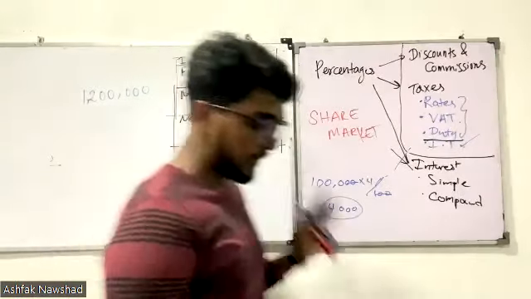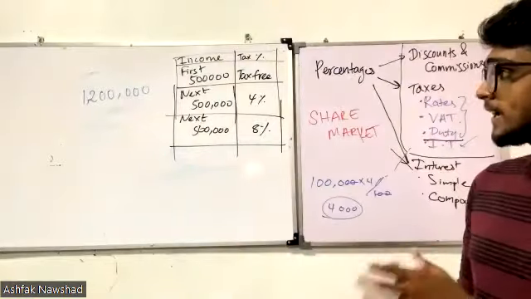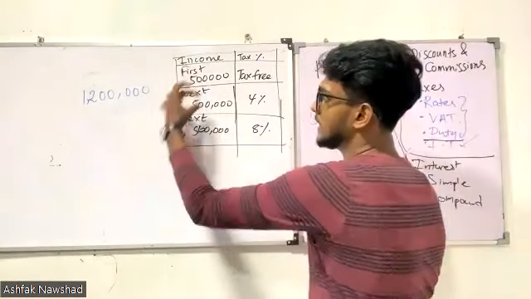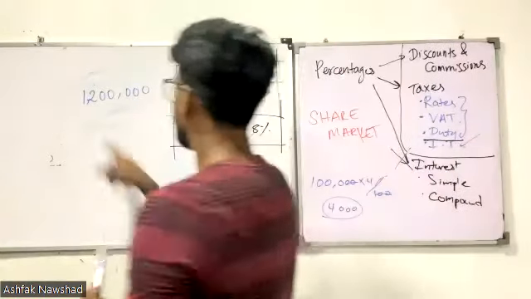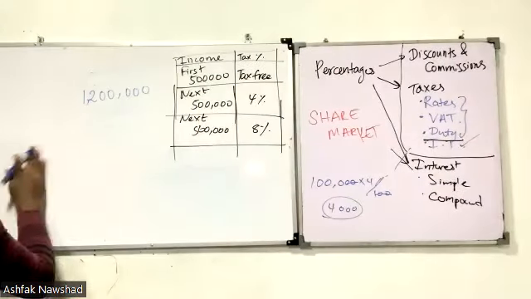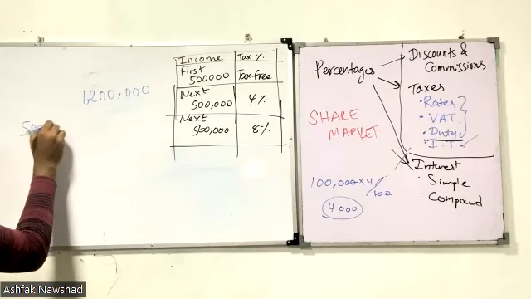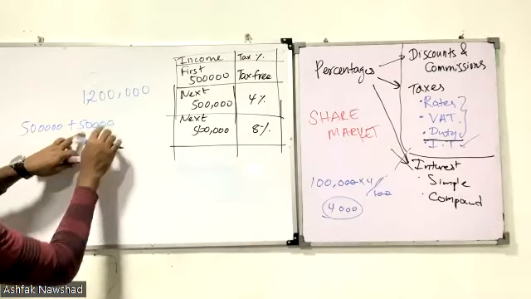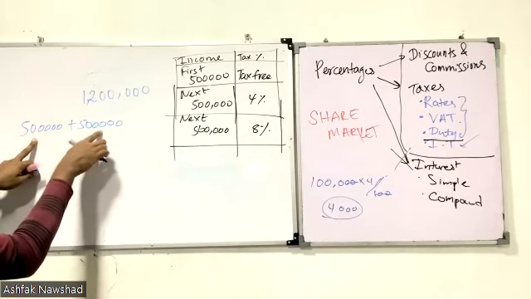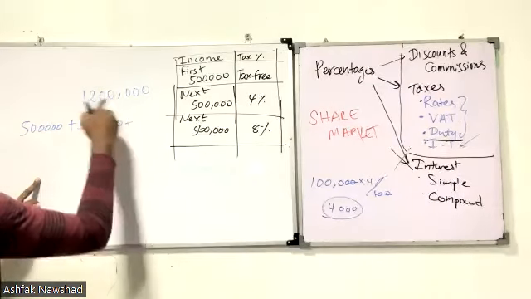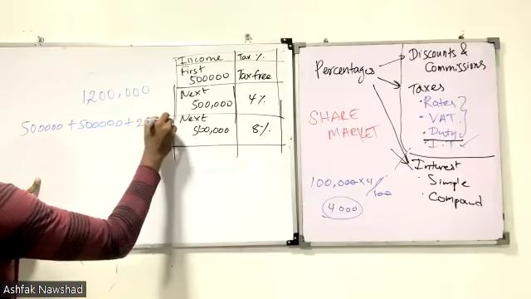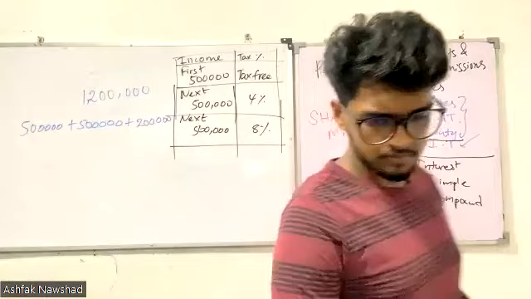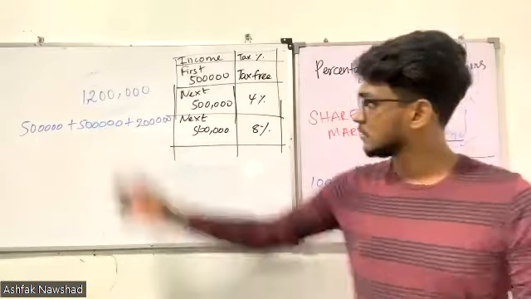See, I told you when you are calculating income tax, you will just have to separate your income in terms of 500,000. Like 1,200,000 means first 500,000. There's another 500,000, which makes it 1 million, right? 500,000 plus 500,000 is 1 million. So there's extra 200,000. Is this clear? How I divided the income?